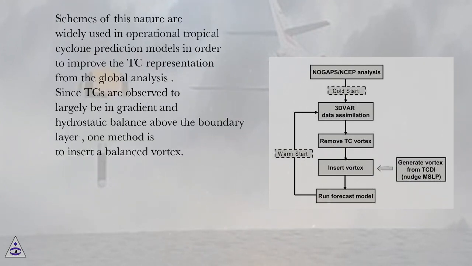Schemes of this nature are widely used in operational tropical cyclone prediction models in order to improve the TC representation from the global analysis. Since TCs are observed to largely be in gradient and hydrostatic balance above the boundary layer, one method is to insert a balanced vortex.